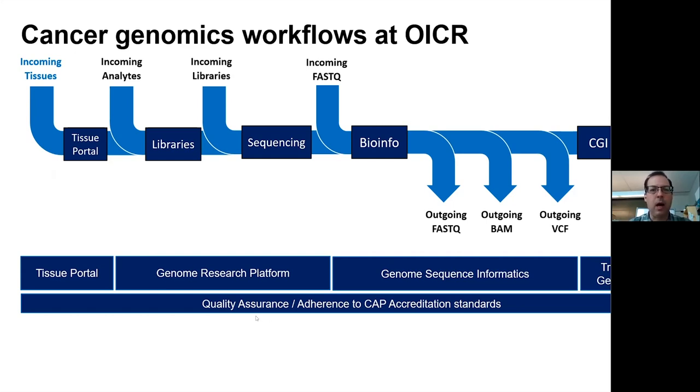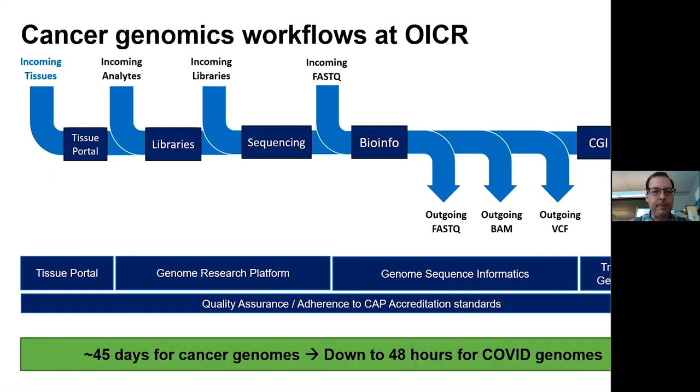that go with that. But to support research, our cancer pipeline can be broken down into a series of on and off ramps, where people can come in with any form of samples or analytes or libraries that they'd like to sequence. And there's a wide variety of outgoing data deliverables that we can do. Now, normally that whole process takes about 45 days for cancer genomes, sometimes more, sometimes less. The big challenge that we've had over the last year was how to squeeze that timeline down to as little as 48 hours for COVID genomes.